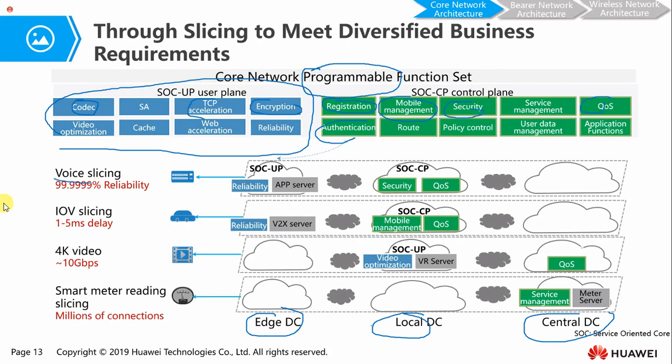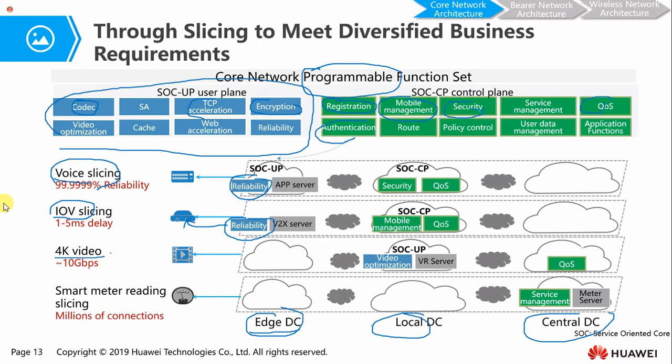Voice slicing needs reliability, security and QoS. So the functions are deployed near the terminal. But for IoV, we also need reliability and low latency. These functions are deployed in the HDC near the car, so the delay will be small.